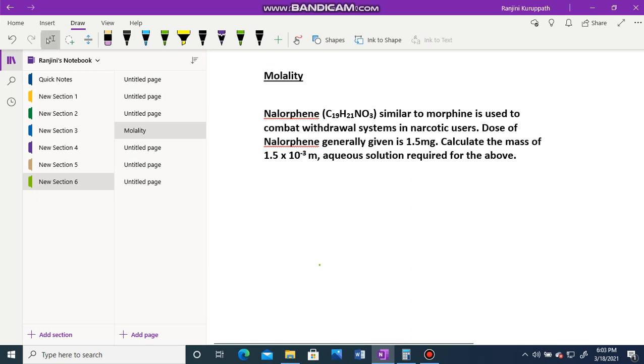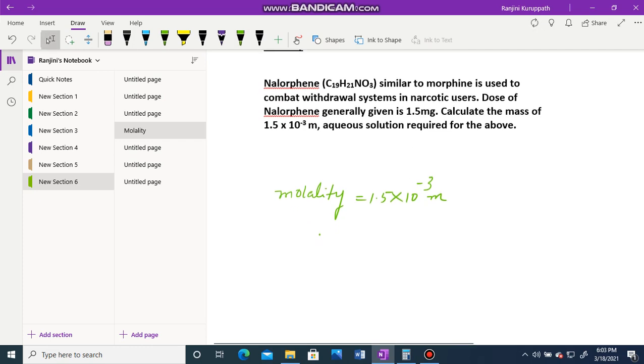The molality is given in the question, that is equal to 1.5 × 10^-3 m. Small m stands for molality. Capital M stands for molarity, which you know, I think. Now what we know? The question is to calculate the mass of the solution, and molality is given.